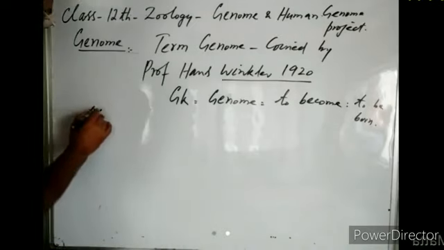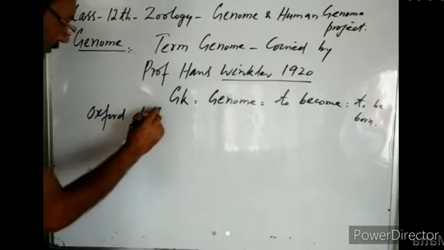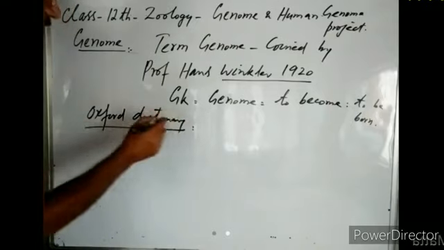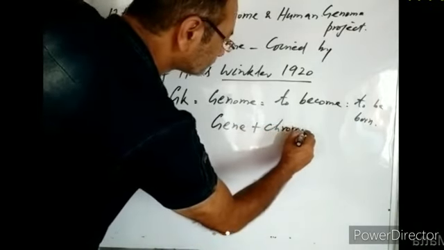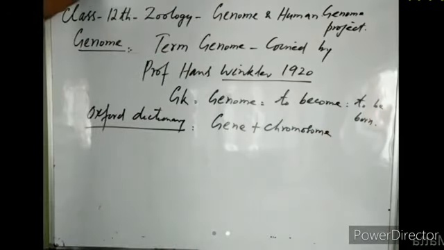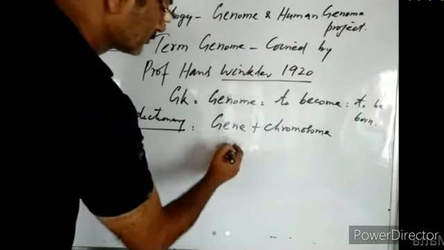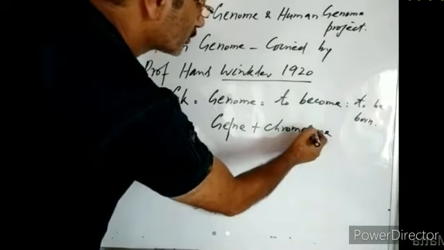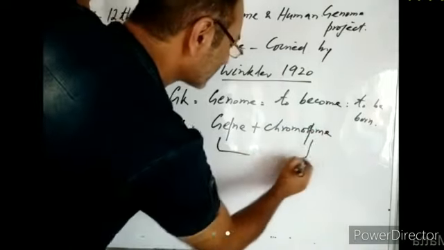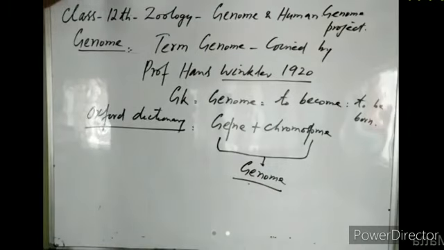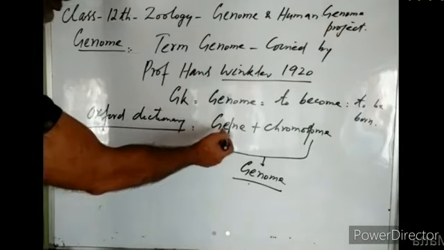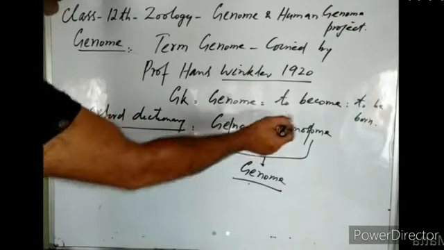However, Oxford Dictionary suggests that this term genome is a combination of two words, gene plus chromosome. So, gene and chromosome, this and this, it has been combined and the word genome had been formed, right? So, according to scientific literature, the term was first coined by Professor Hans Winkler in 1920. However, Oxford Dictionary has some different view. According to Oxford Dictionary, the term has been coined by the combination of two words, gene and chromosome, right?